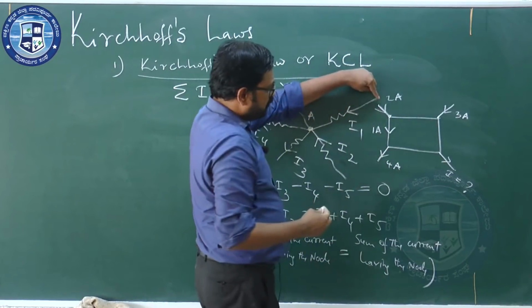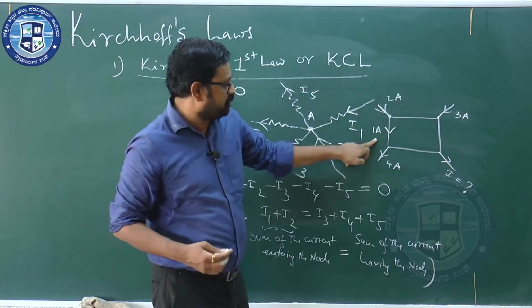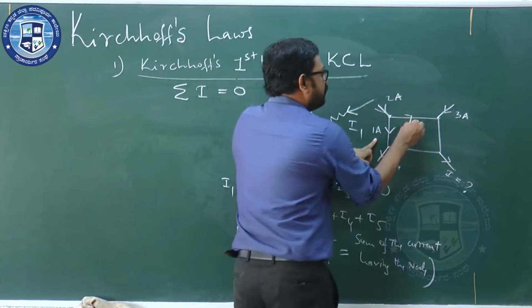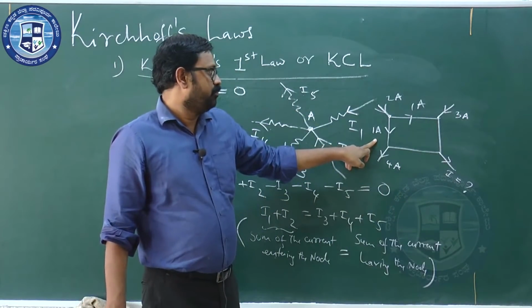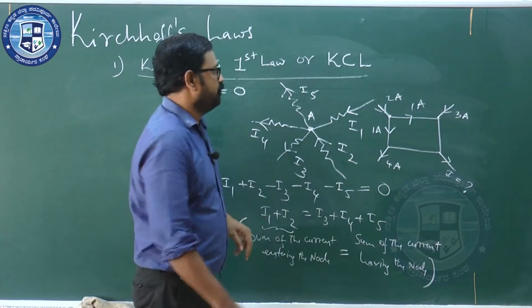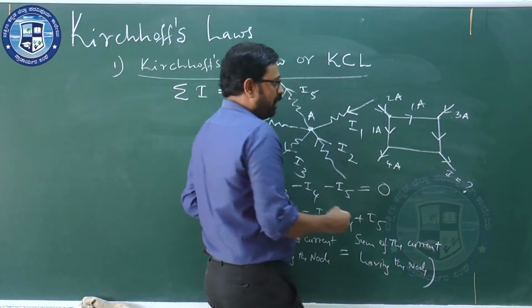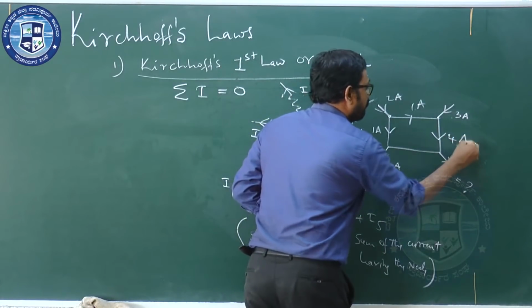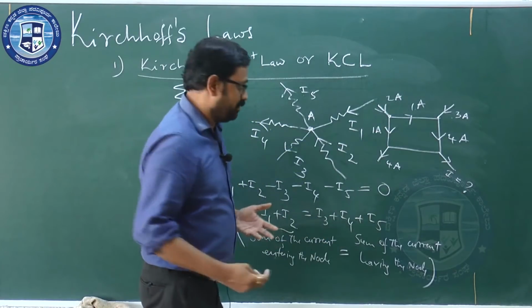So of course it is understood that out of 2 ampere, 1 ampere flows here. Remaining 1 ampere should flow here, no? Correct? So out of 2 ampere, if 1 ampere flows here, remaining 1 ampere should flow here. Now this 1 and 3 will add up together and they flow here, 4 ampere. Correct? I am applying KCL.